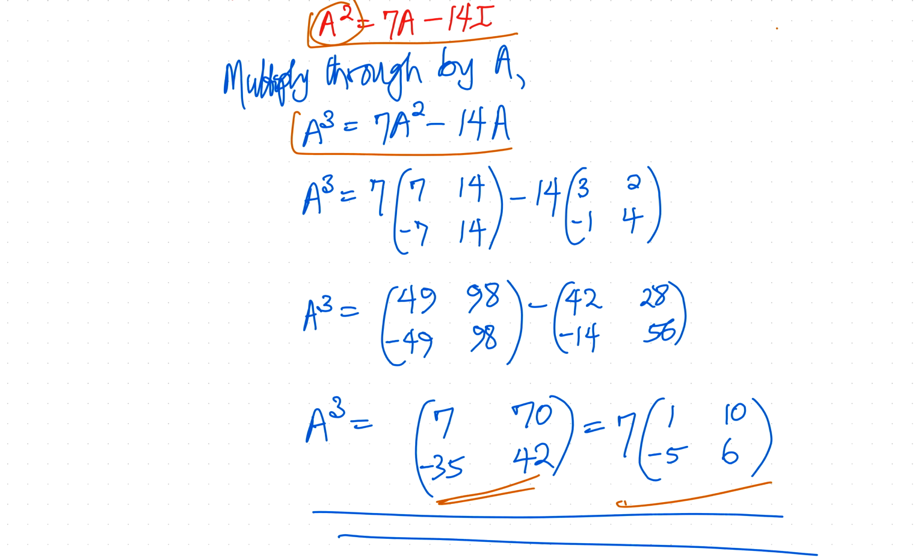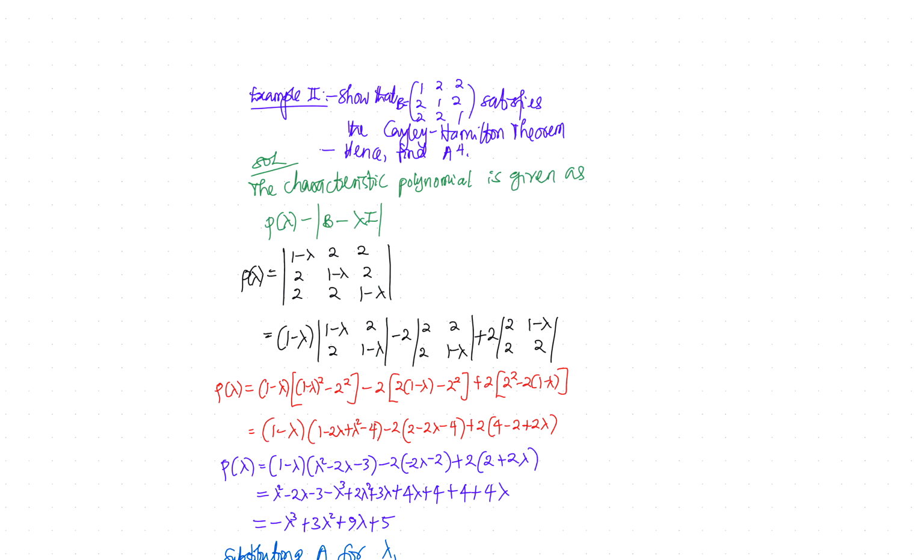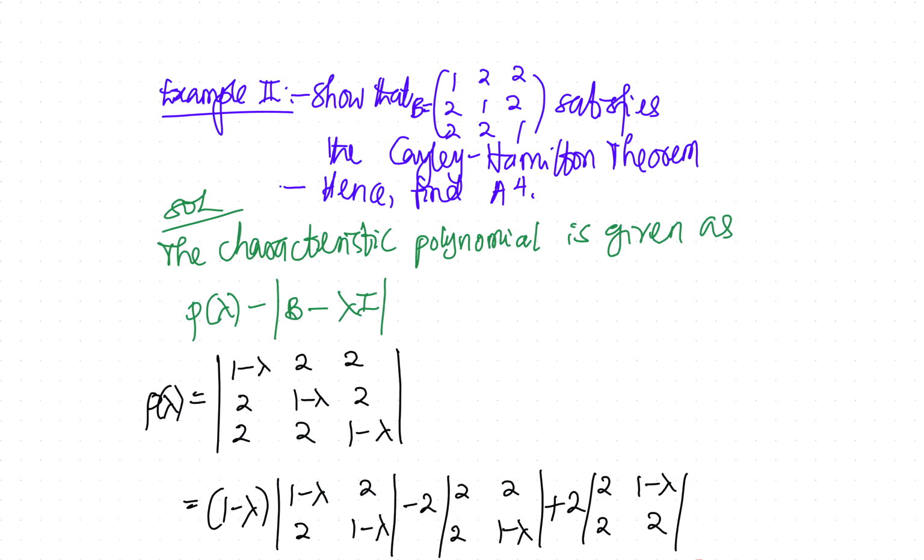Let's use a 3 by 3 example and see how that works. So we have a very simple matrix here to deal with. You want to show that B equals 1, 2, 2, 2, 1, 2, 2, 2, 1 satisfies the Cayley-Hamilton theorem. Hence, you're looking for A raised to power 4. Mind you, if you do a 2 by 2 matrix, the highest you're going to get is A squared.